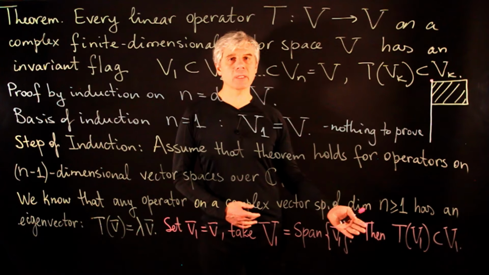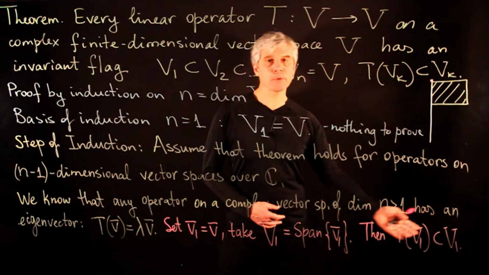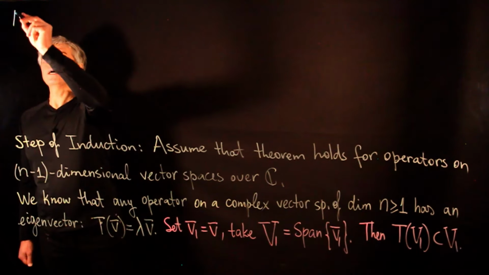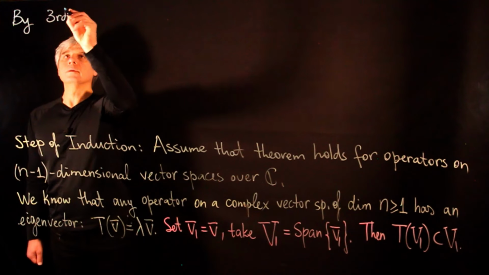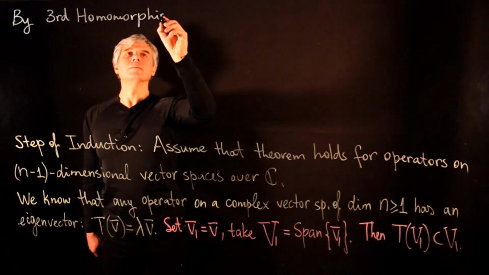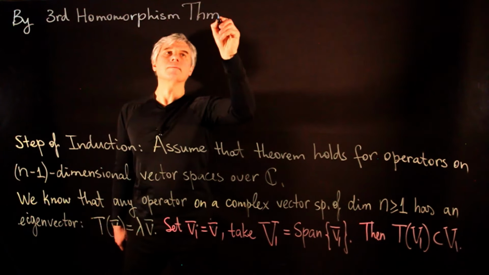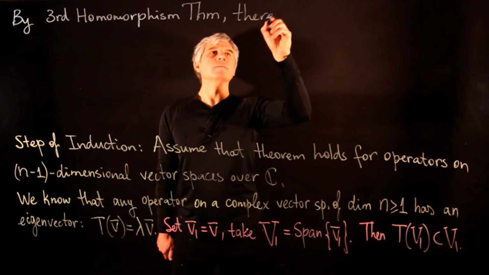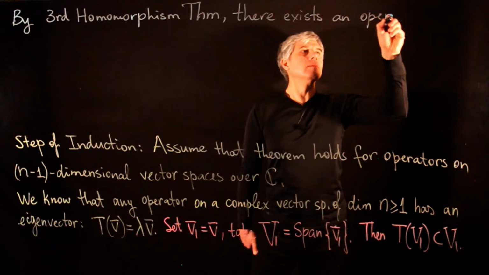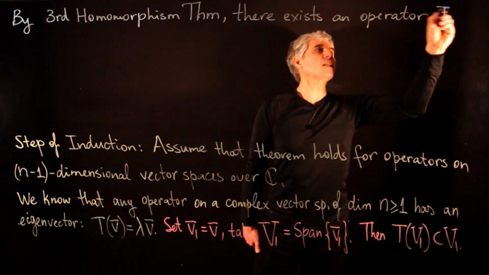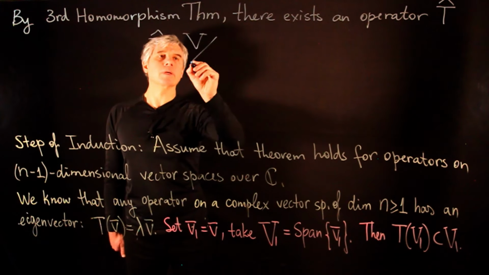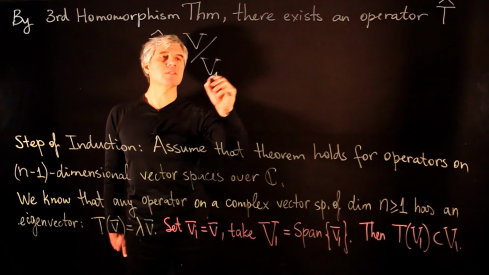Now we have a linear operator on a vector space with an invariant subspace. So we can apply the third homomorphism theorem. By third homomorphism theorem, there exists an operator T hat on the quotient space, where we take quotient out the invariant subspace V1.